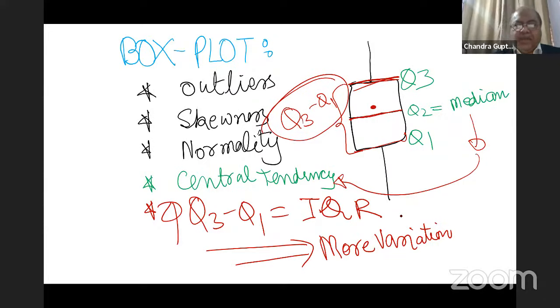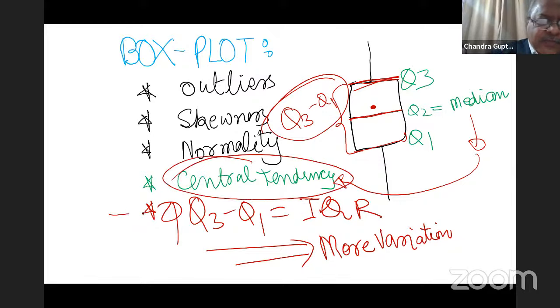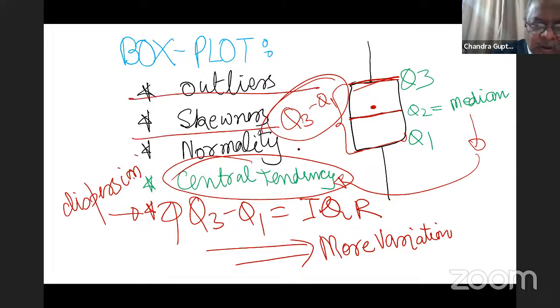So box plot is a very, very powerful plot. It tells you so many things. It tells you about central tendency. It tells us about dispersion, skewness, outliers, normality. So many things in one graph, and that's why you'll find box plot is very, very important for us.